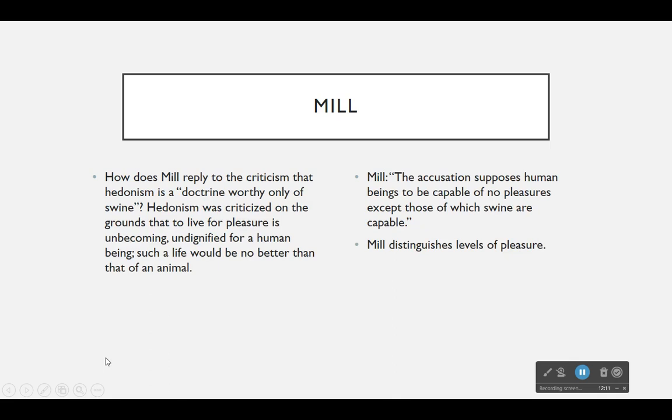So we talked last time about this criticism of hedonism that's always been around. It's an old criticism. And Mill, in terms of modern philosophers, this 19th century British philosopher, John Stuart Mill, is the most influential theorist, supporter of hedonism as a theory of value. And in this selection from Mill's writings that we have, he discusses this criticism of hedonism, this criticism to the effect that hedonism is a doctrine worthy only of swine. That's the way that the critics of hedonism would put it.